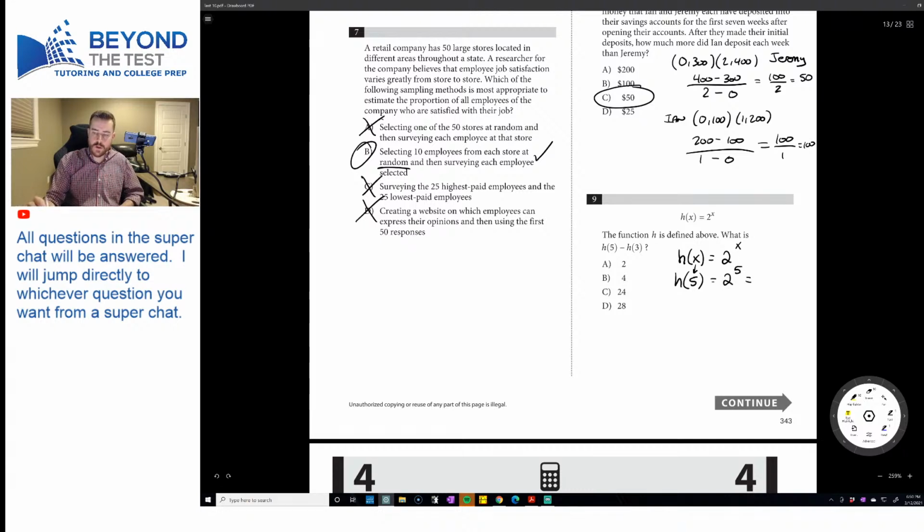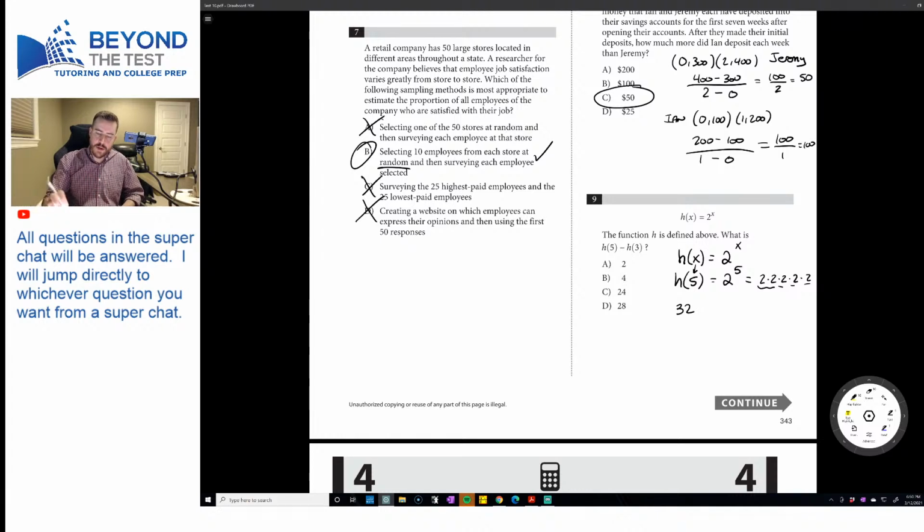Now 2 to the 5th, if you don't remember it, that's the same thing as 2 times 2 times 2 times 2 times 2. So 2 times 2 is 4, times 2 is 8, times 2 is 16, times 2 is 32. But this is the calculator section, so if you want to just put that into your calculator, you can. So that would be 32 there.